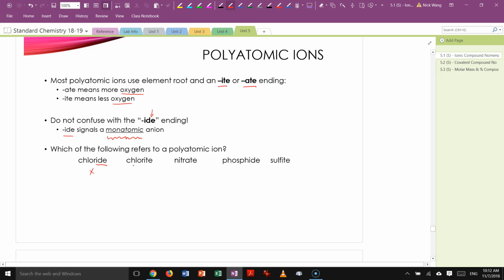Chlorite, in this case, chlor, C-H-L-O-R, is again a root that refers to the element chlorine. But then it has an ite ending. So ite is characteristic of a polyatomic ion. That's going to be a polyatomic ion for sure. Nitrate, phosphide, sulfite. Go ahead and try these out to see that you can follow the pattern.